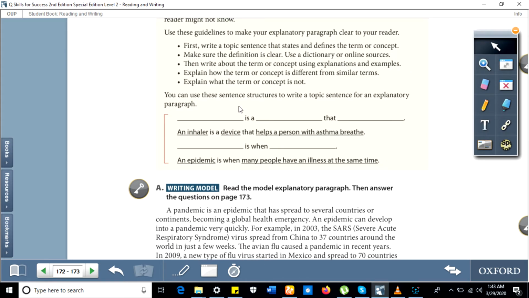Alright, you can use this sentence structure to write a topic sentence for an explanatory paragraph. So what you can do is to use this structure. For example, we are writing about inhaler, right? So you can say that an inhaler is a device that helps a person with asthma breathe, right? So that's how you can write it like this.